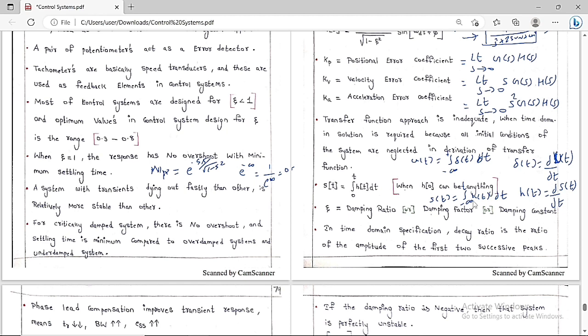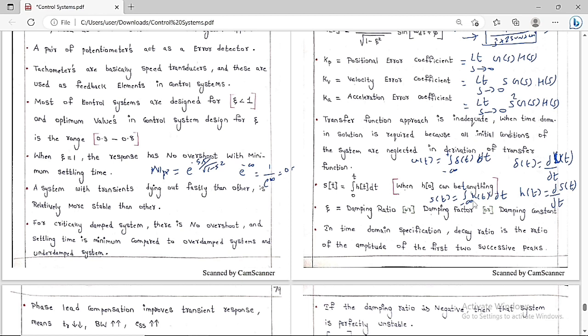So the next point is that zeta is called the damping ratio, or the damping factor, or the damping constant. I've already told you this so many times.